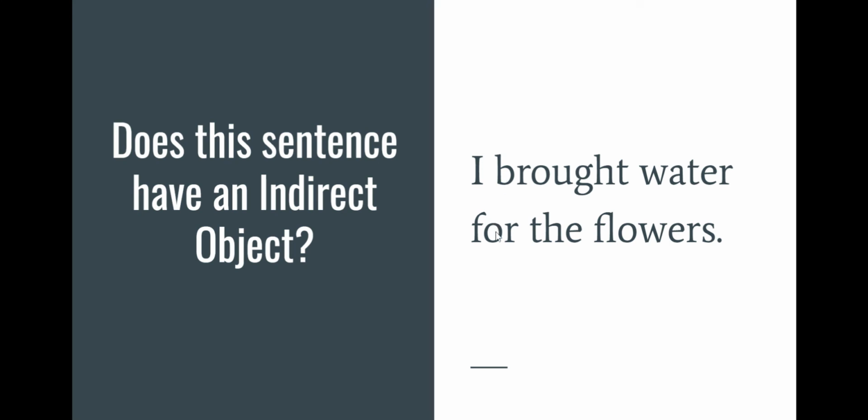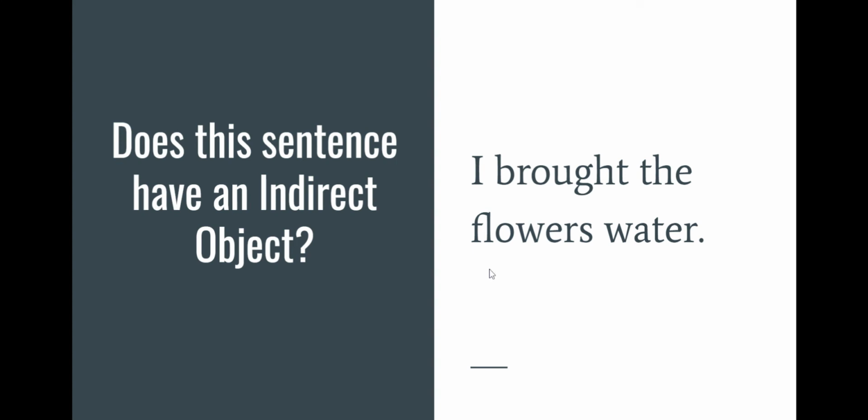How about I brought water for the flowers? I is the subject, brought is the predicate. I brought what? Water. So water is the direct object. And then we've got for the flowers. Flowers, again, cannot be an indirect object because it's in this prepositional phrase that starts with for. If it comes after the word to or for, it cannot be an indirect object. So this one is no as well.